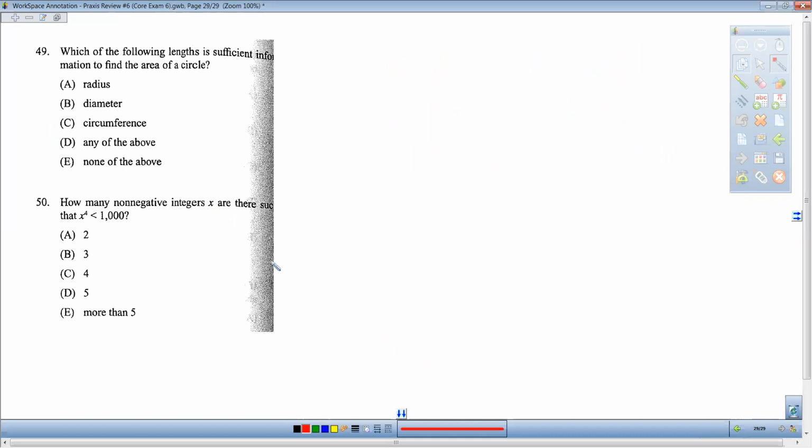And the last two, which of the following lengths is sufficient information to find the area of a circle? Well, remember, the area of a circle is area equals pi r squared. If you know the radius, you're going to be able to find that. Well, what if you were only given the diameter? Well, you could cut the diameter in half or divide it by 2, and that would give you the radius.